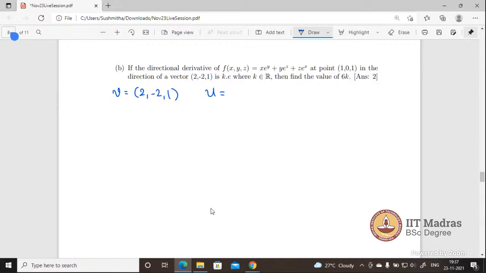Root 9, divided by 4 plus 4 plus 1. That's root 9, so that's going to be 3. So the unit vector is going to be 2 by 3, minus 2 by 3, 1. So I want to find D_v f at the point (1, 0, 1). So what will the limit definition be?